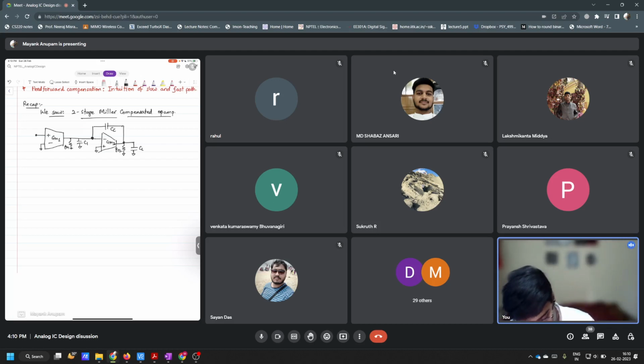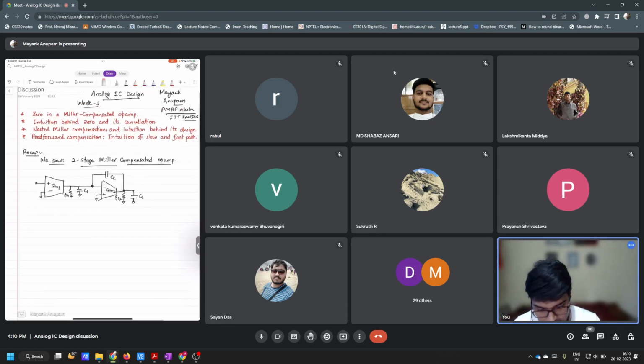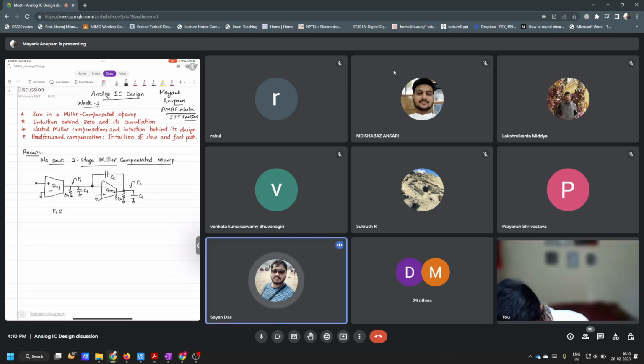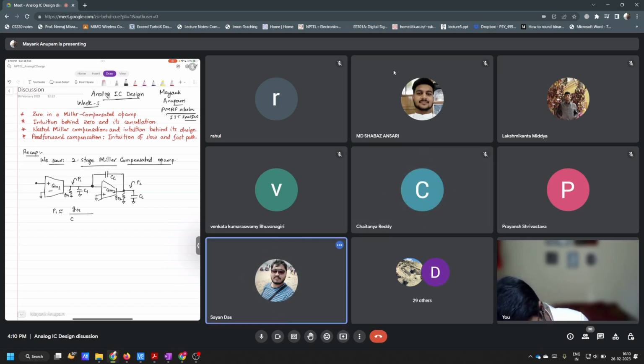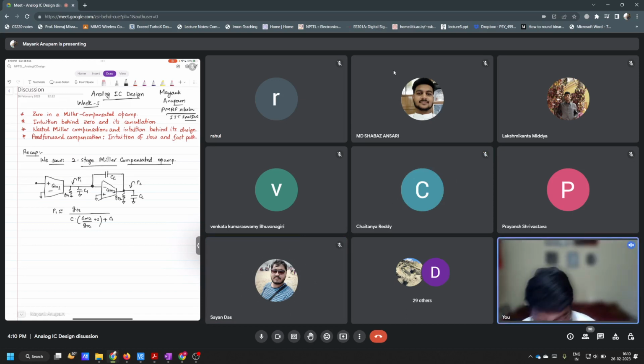In this we analyzed it in detail, and we saw that its pole P1 was approximately given by what? Can anyone tell me what was the approximate location of pole P1, the first pole at this node? GO1 divided by CC into (GM2/GO2 + 1) plus C1. Correct.